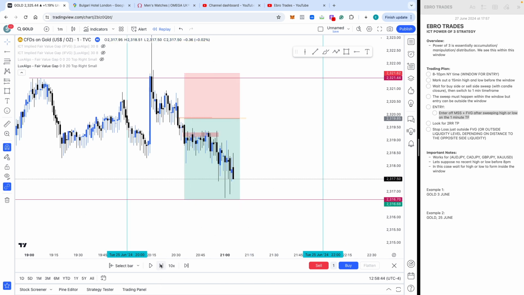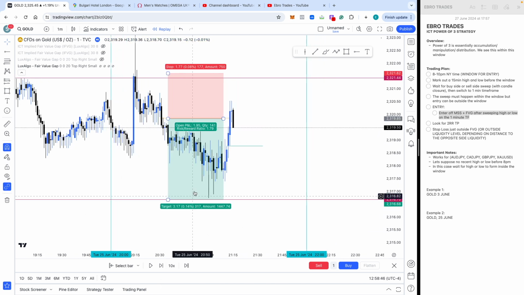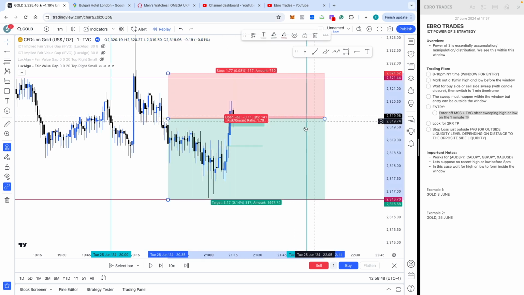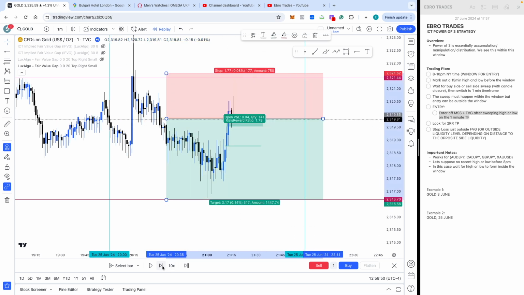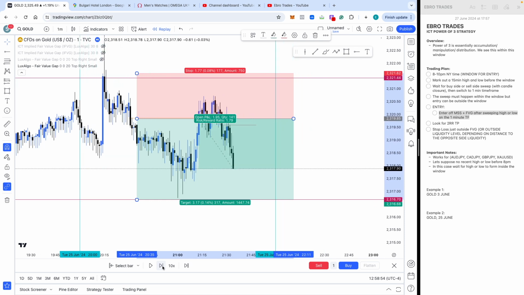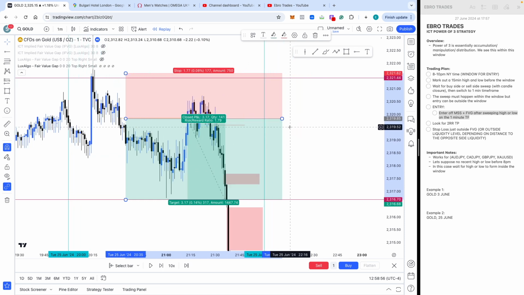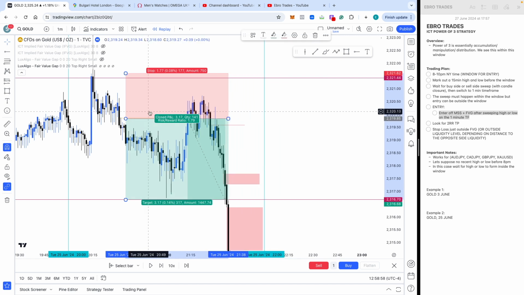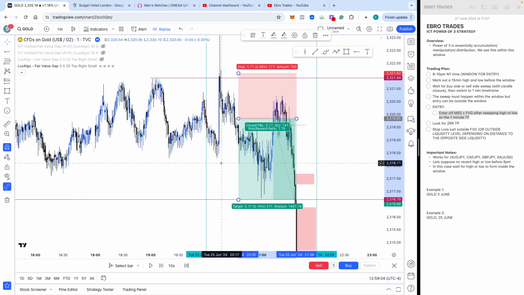Yeah, so price doesn't, or does it? Okay, there we go. Perfect. So we retrace into our fair value gap. We get our entry. And now we are aiming for our sell side. Amazing. So that was a textbook play. It took a while for us to get tapped in, but trust the process. And that's it for our second example. This is essentially what the power of 3 is.